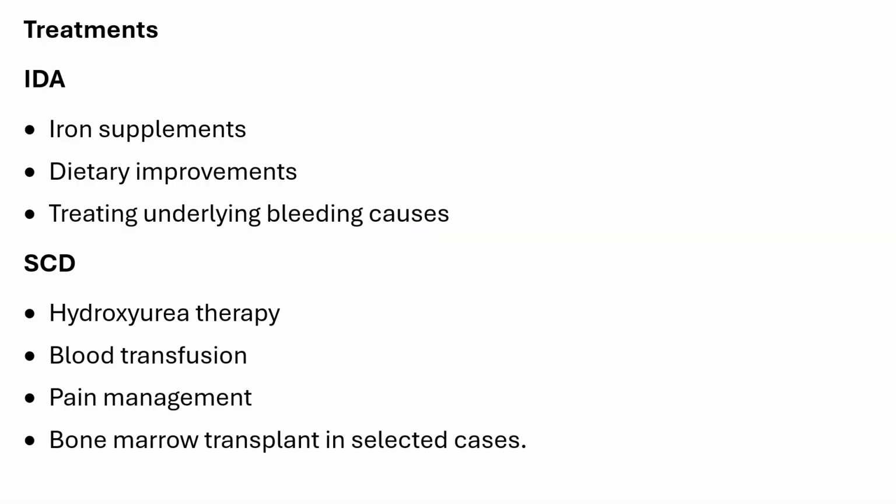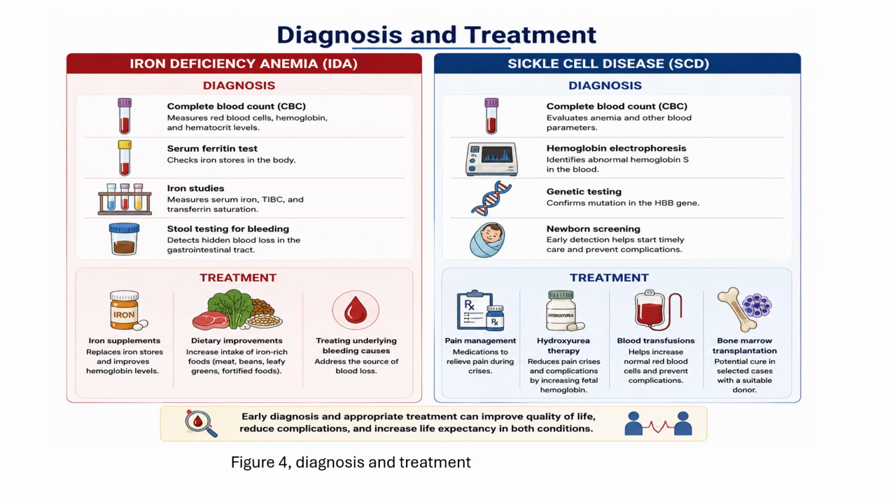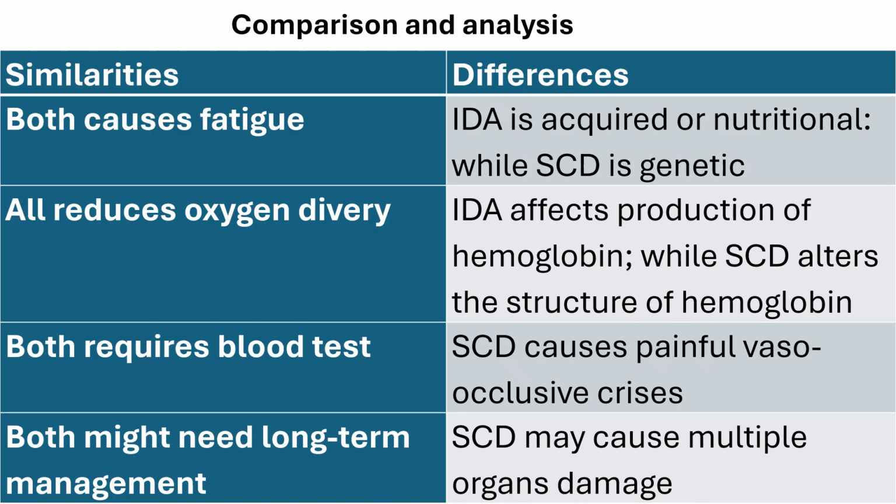Treatments. IDA requires iron supplements, dietary improvements, treating underlying bleeding causes, while SCD requires hydroxyurea therapy, blood transfusion, pain management, and bone marrow transplant in selected cases. This is the diagram of treatment, and we have comparison and analysis.